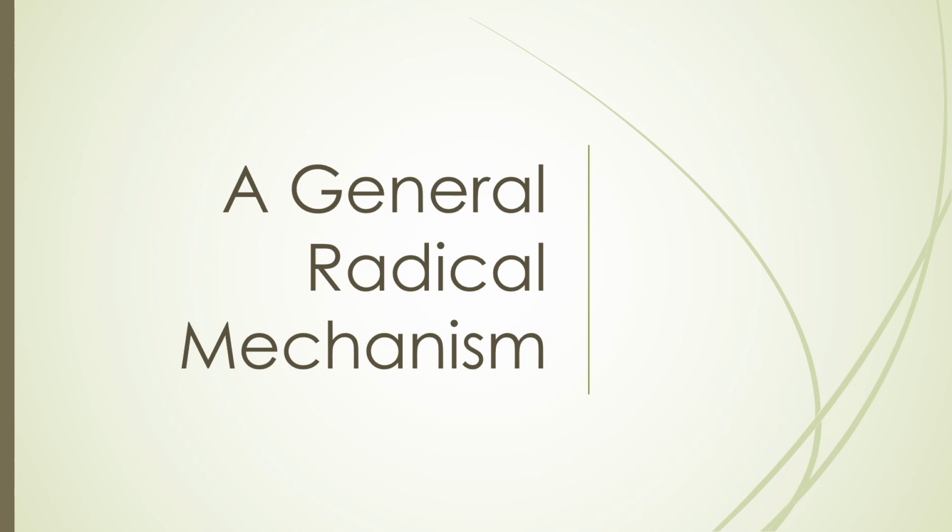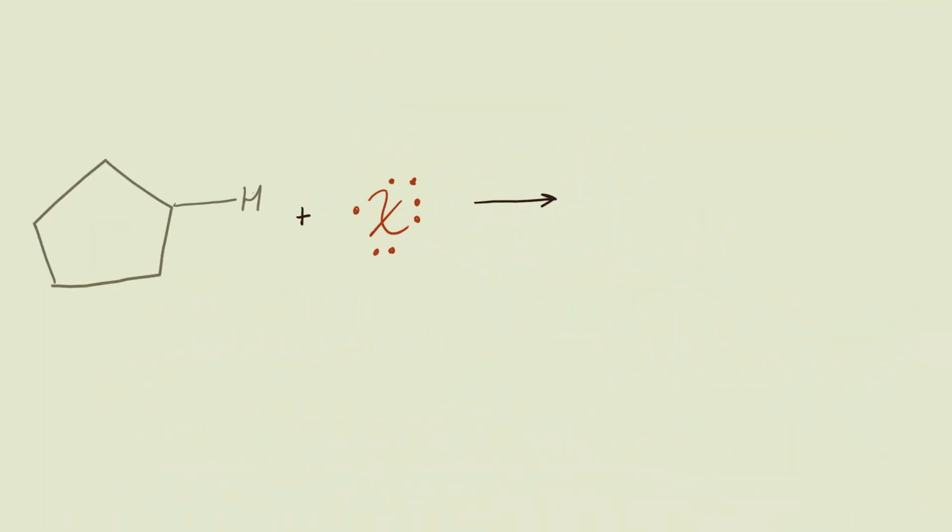Now that we have an overview of what a radical reaction looks like, here's a very general mechanism. If the radical is interacting with a sigma bond, then the radical, which is very unhappy, will take 1 electron from this hydrogen over here. This makes an H-X bond. This other leftover electron goes back to the carbon to make a carbon radical.